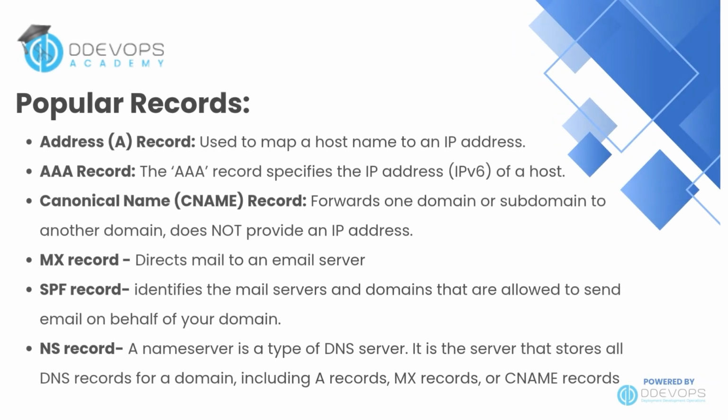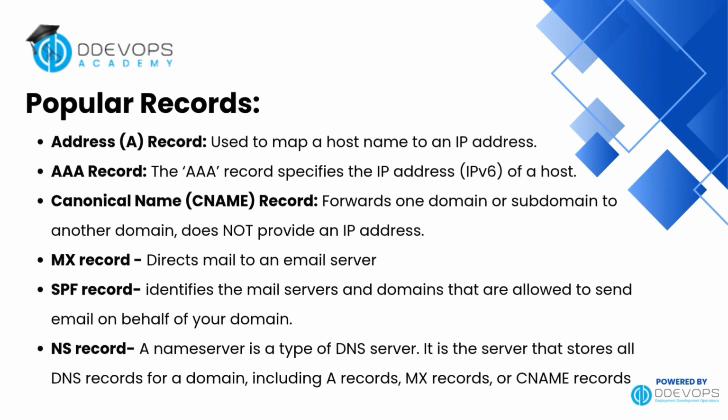Popular records. Address, A, record, used to map a host name to an IP address. AAAA record. The AAAA record specifies the IP address, IPv6, of a host. Canonical name, CNAME, record, forwards one domain or subdomain to another domain, does not provide an IP address. MX record, directs mail to an email server. SPF record identifies the mail servers and domains that are allowed to send email on behalf of your domain. NS record, a name server, is a type of DNS server. It is the server that stores all DNS records for a domain, including A records, MX records, or CNAME records.